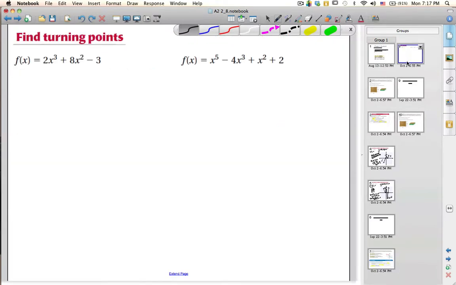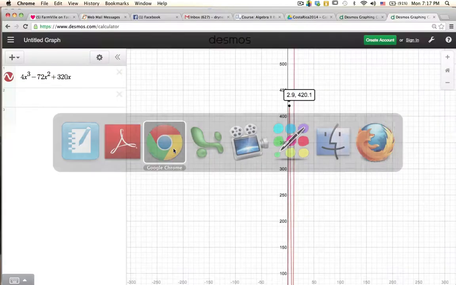So if we want to find turning points with these guys, how many would I have? I have a third degree polynomial. I'm expecting to find 2 turning points, right? And I went ahead and I put this guy into, again, a graphing function.